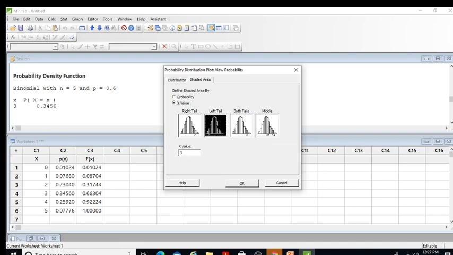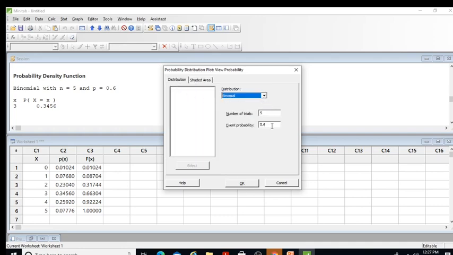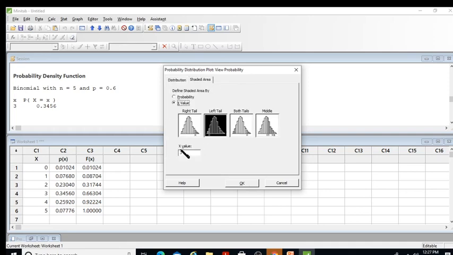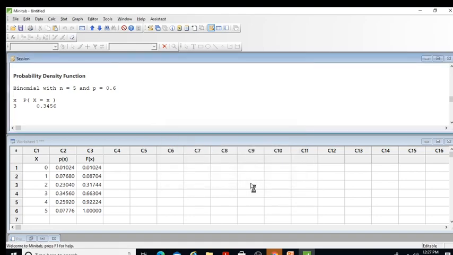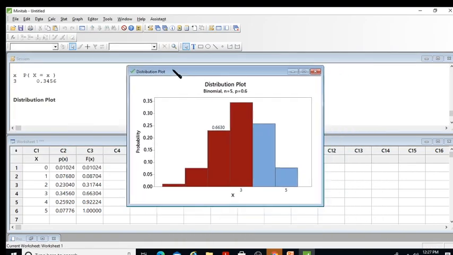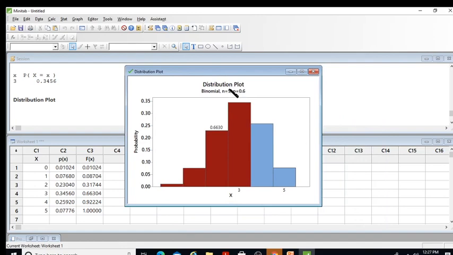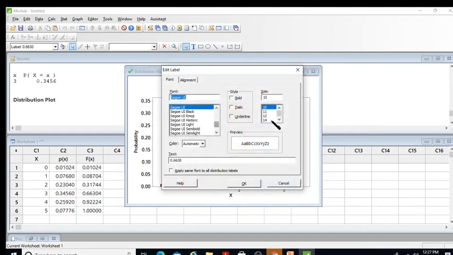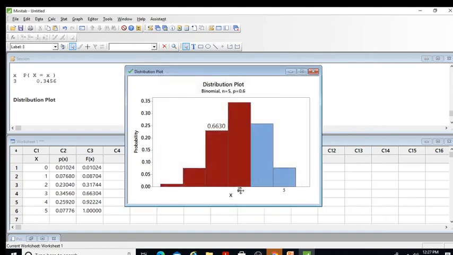So here I have to take the left tail, because I'm interested in the probability where x is less than or equal to 3. So I just select this, and my distribution is binomial, and my shaded area is left tail with a threshold value of 3. Then just click OK. So if you just click OK, you will be able to see that for 5 trials with probability of success 0.6, this number comes out to be 0.663. And this number you can make a little bigger.